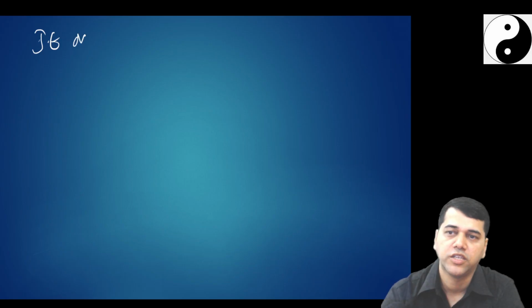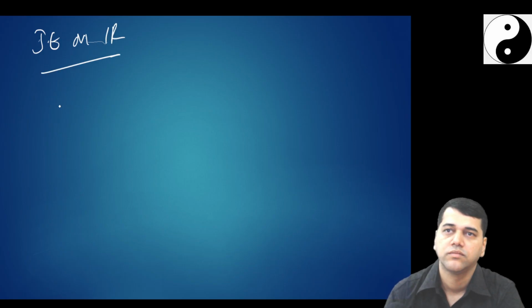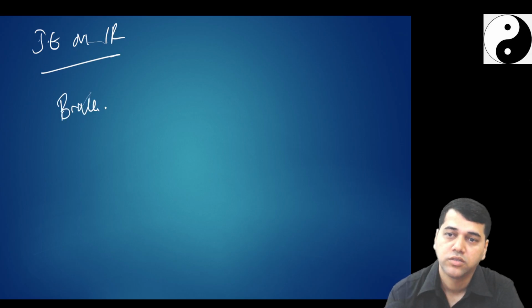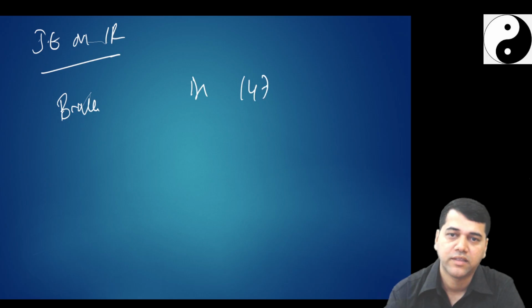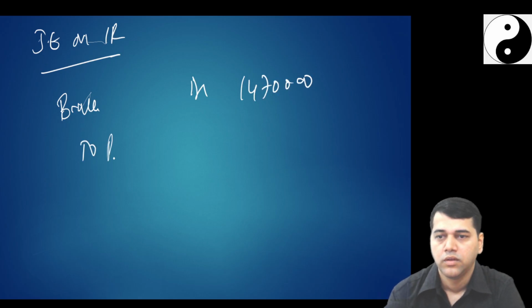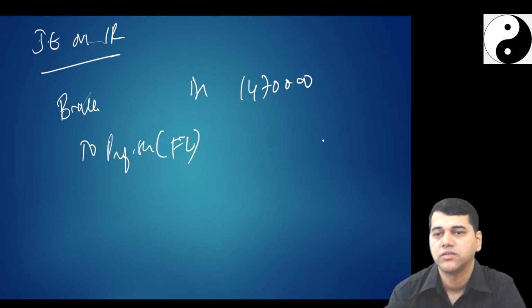So what is my recognition entry? Journal entry on initial recognition. Can you tell me, students? How much? $14,70,000 to preference shares in bracket financial liability. How much?